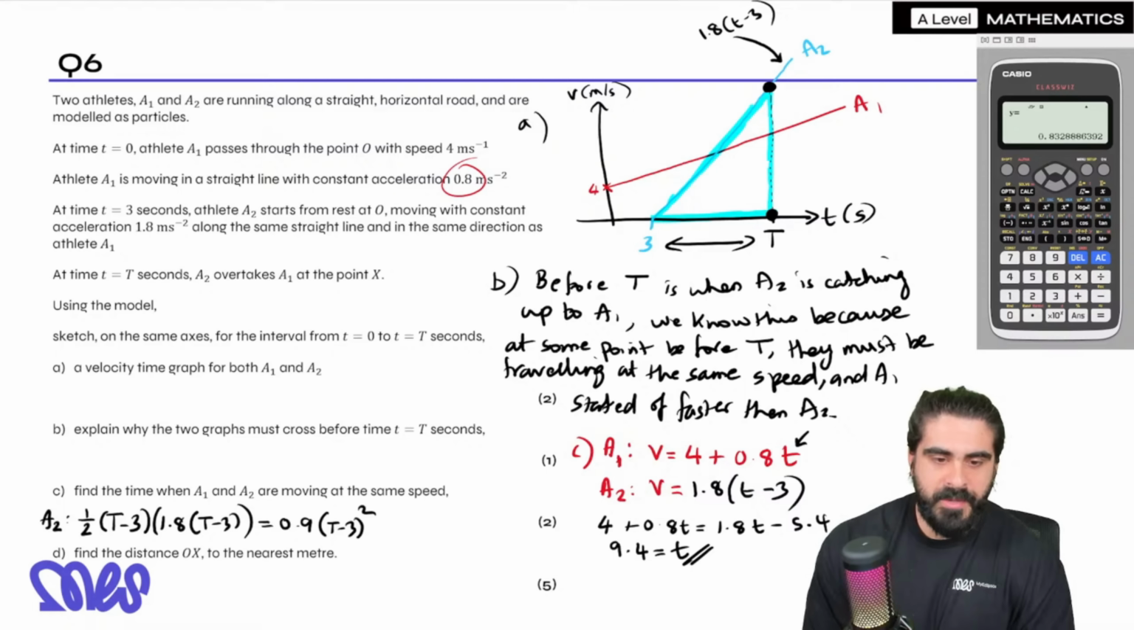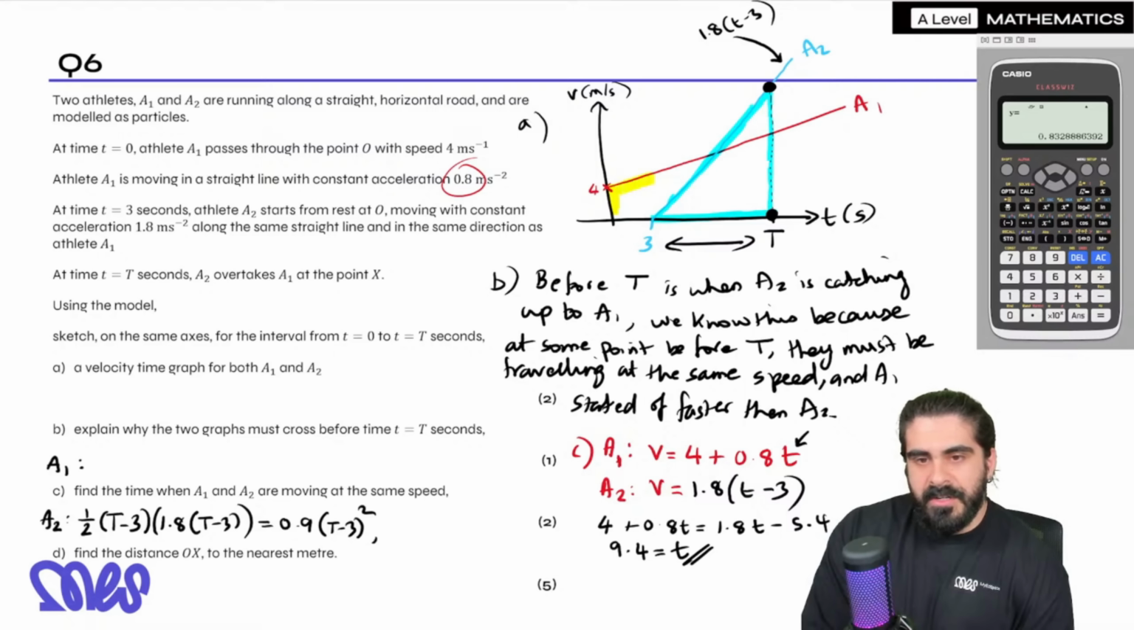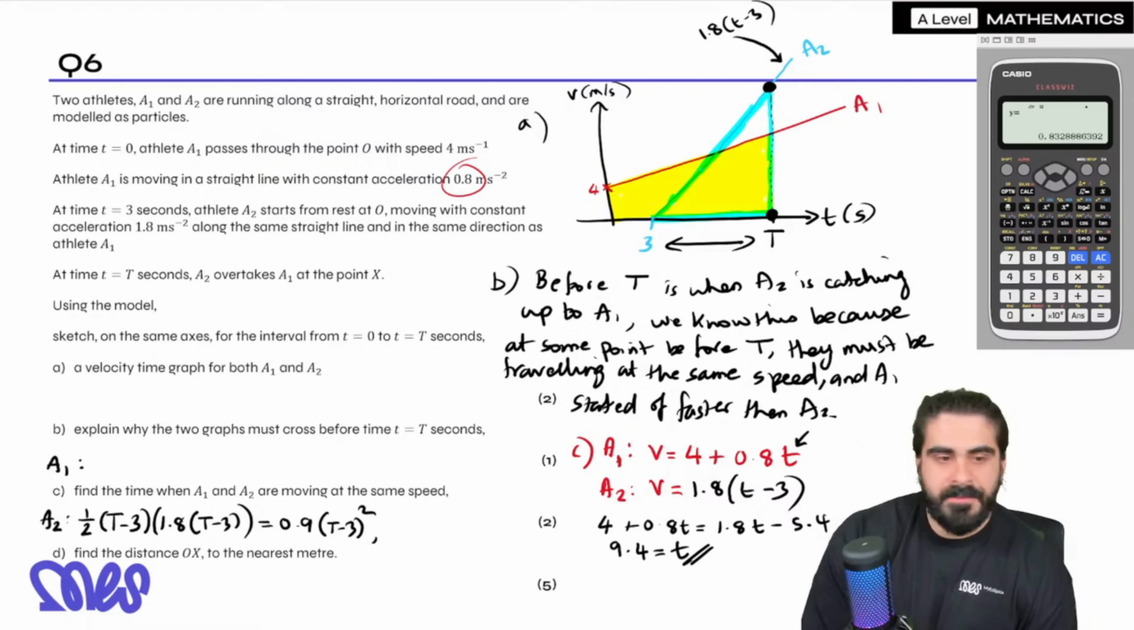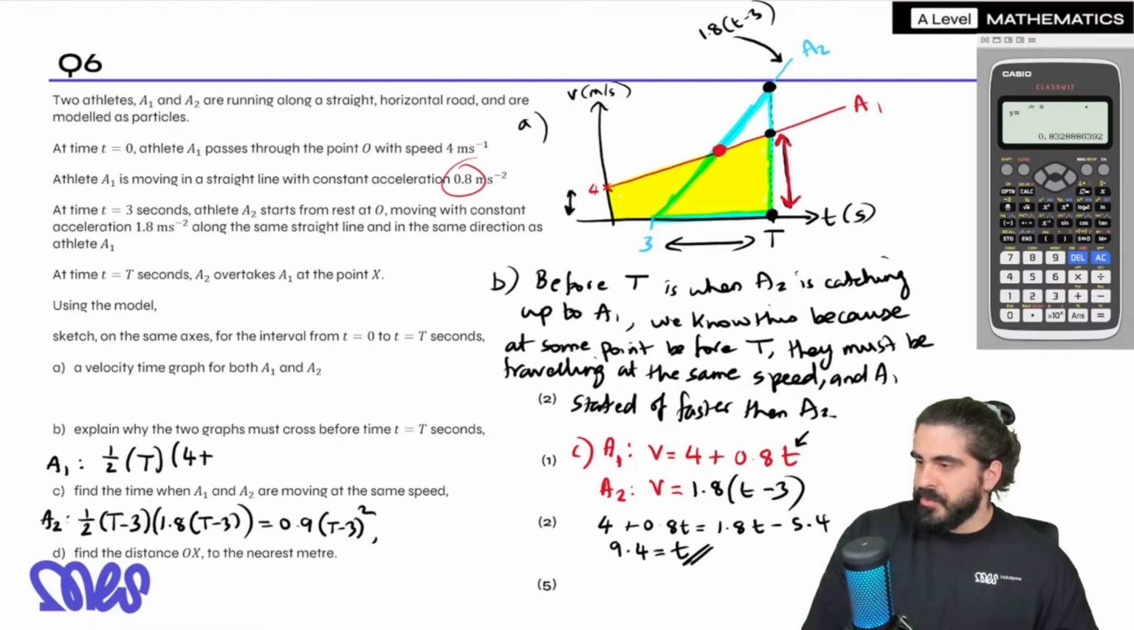Now for A1, we have the trapezium. I'm going to do it above that A2. So the area for A1 is this, the trapezium, isn't it? Okay, so it's a half h. Now identify the parallel sides: 4 and whatever this height is. Yeah, it is 4 plus 0.8 capital T. Good, because we know the equation of this line was 4 plus 0.8t, and we're just replacing it with capital T.